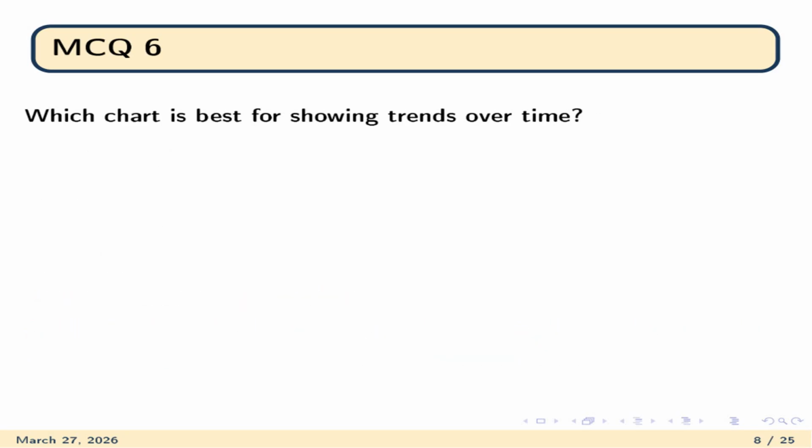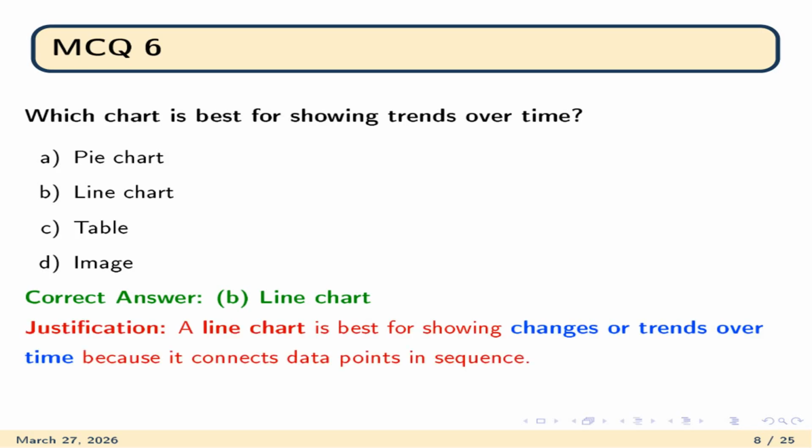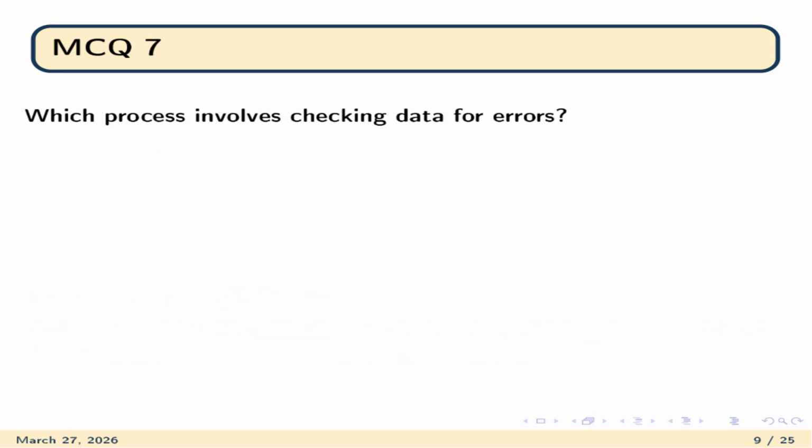Which chart is the best for showing trends over time? Pie chart, line chart, table, image. The correct option is line chart because a line chart is best for showing changes or trends over time because it connects data points in sequence.